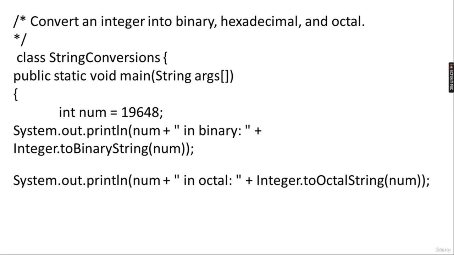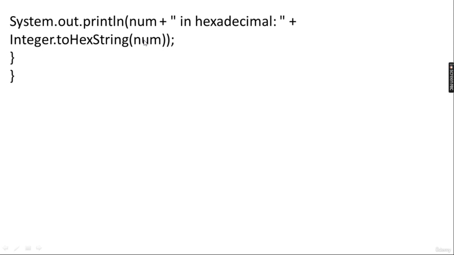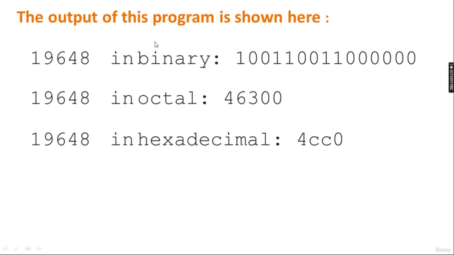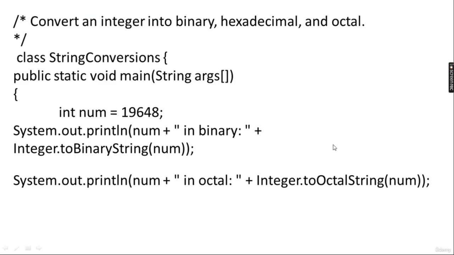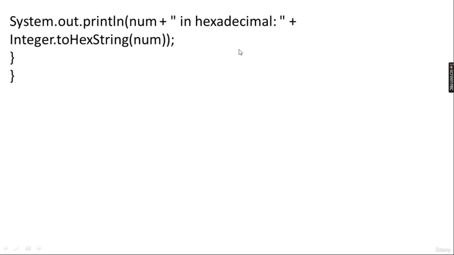String conversion: the number 19648, any random number, is taken over here. The number in binary is presented: Integer.toBinaryString(num), Integer.toOctalString(num), Integer.toHexString(num) are displayed over here. Okay, so 19648 in binary conversion is this, in octal it is this, and in hexadecimal it is this. So these three functions you can take advantage of. If you don't know the binary equivalent of this number, or the octal or hexadecimal equivalent, you can directly call these.